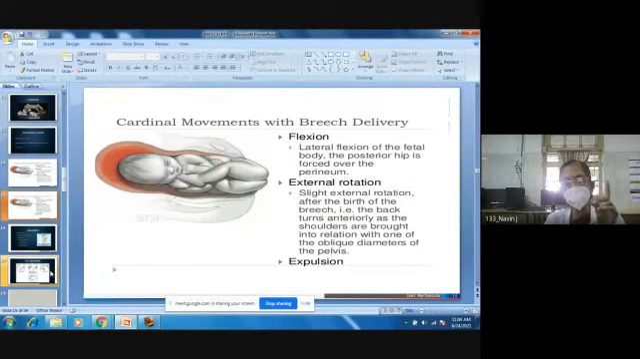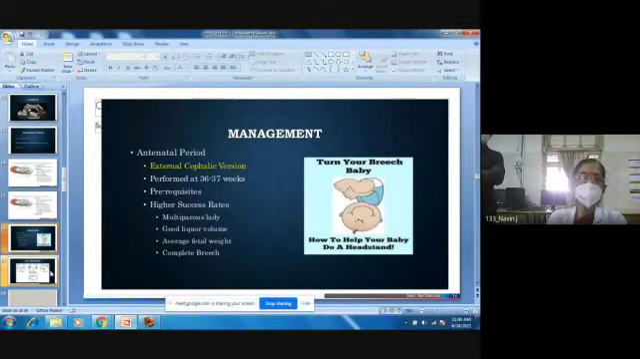So whenever you're asked about mechanism, you should be talking about this. There is something called conduct of breech delivery. You should be talking about spontaneous breech delivery, assisted breech delivery, and breech extraction, right? So management, we already discussed.